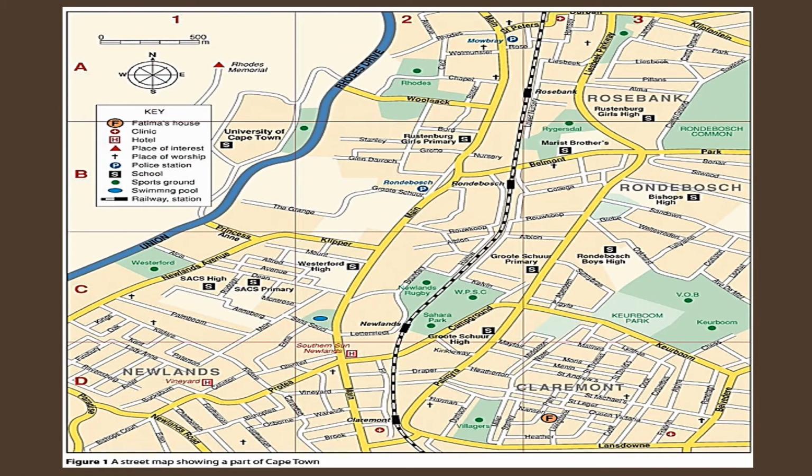To answer activity 1.1, you are going to use this map. It's just that on the previous slide, it's not so clear. Hence, I've just made it clear on this slide. So you use this map to answer the questions in activity 1.1.